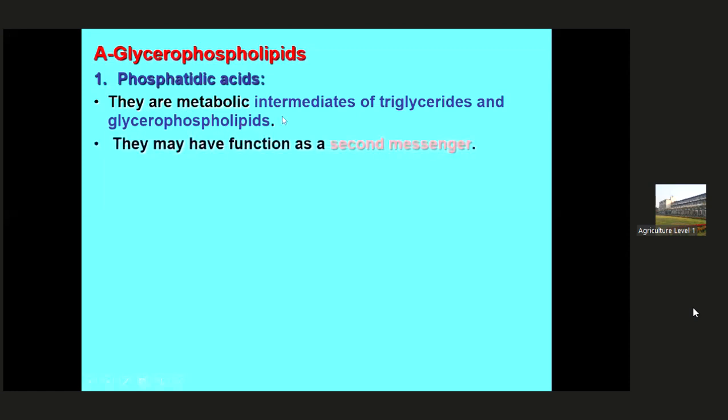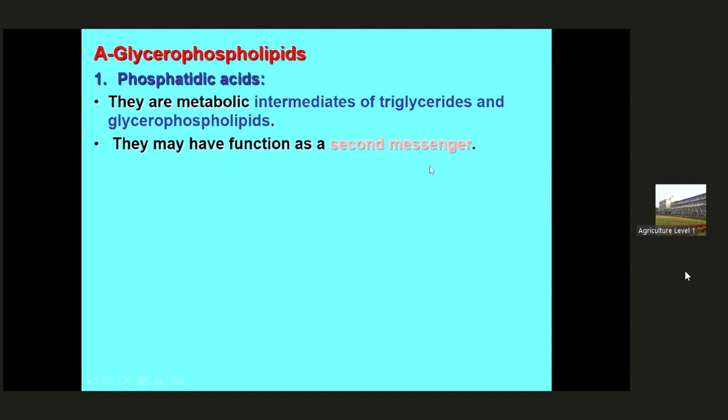They are metabolic intermediates of triacylglycerol and glycerophospholipids. Glycerophospholipids and triacylglycerols are subject to metabolism in your body, in the animal body or in the plant body. Different types of products are produced through the breakdown of the glycerophospholipid or triacylglycerol. After the breakdown, the members that are produced are phosphatidic acids. They function as the second messenger.